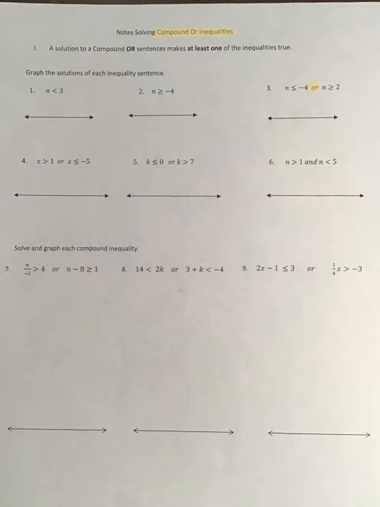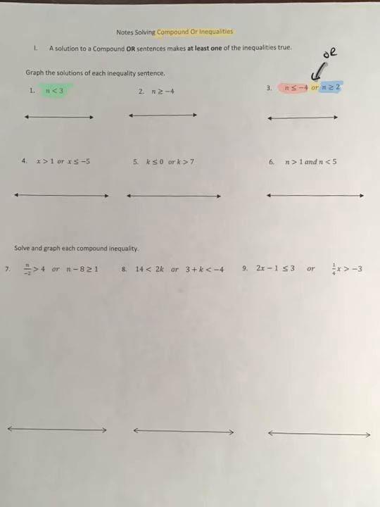So again, a compound sentence is when you are joining two complete sentences. Here we are joining the sentences n is less than or equal to -4 or n is greater than or equal to 2. Notice there are two complete sentences joined with the conjunction or, and that is called a compound or sentence. Number one is not a compound sentence. It is just a regular inequality. It just says all numbers less than 3.